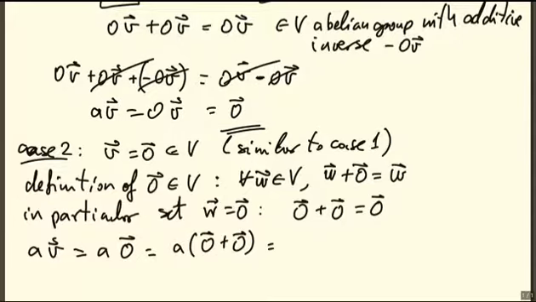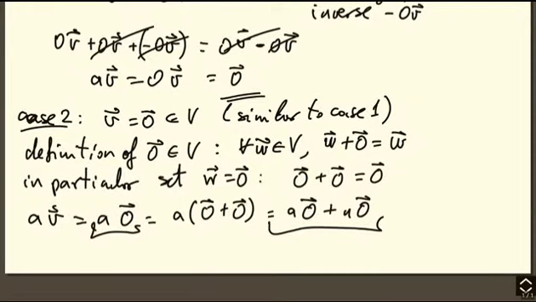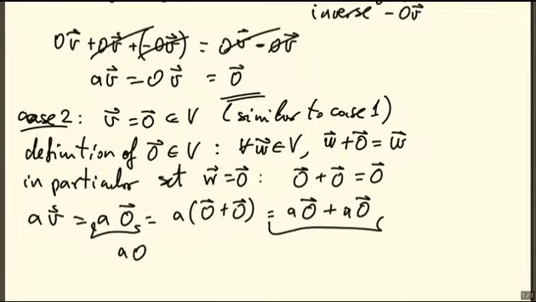Distribute. We have the distributive property with respect to the scalar multiplication with respect to the vector addition. So we get A0 plus A0. Again, we compare these parts of the equation. It says that A0 plus A0 vector is the A0 vector.